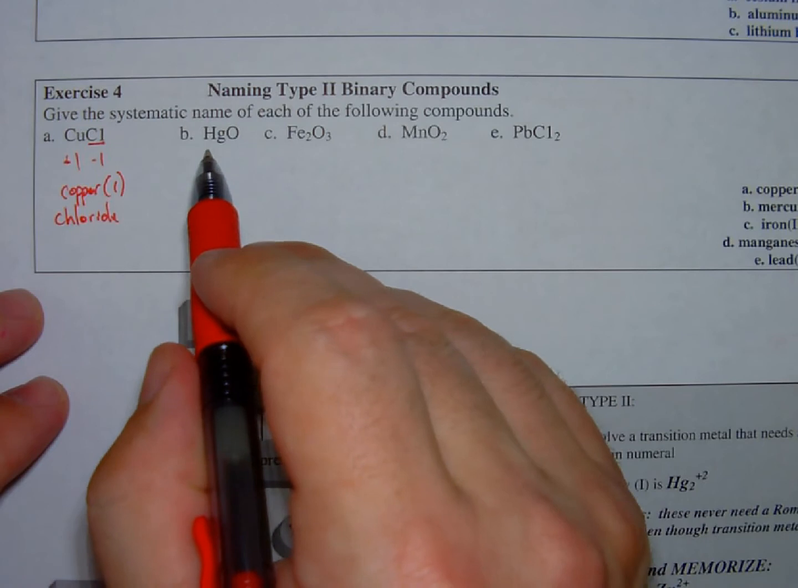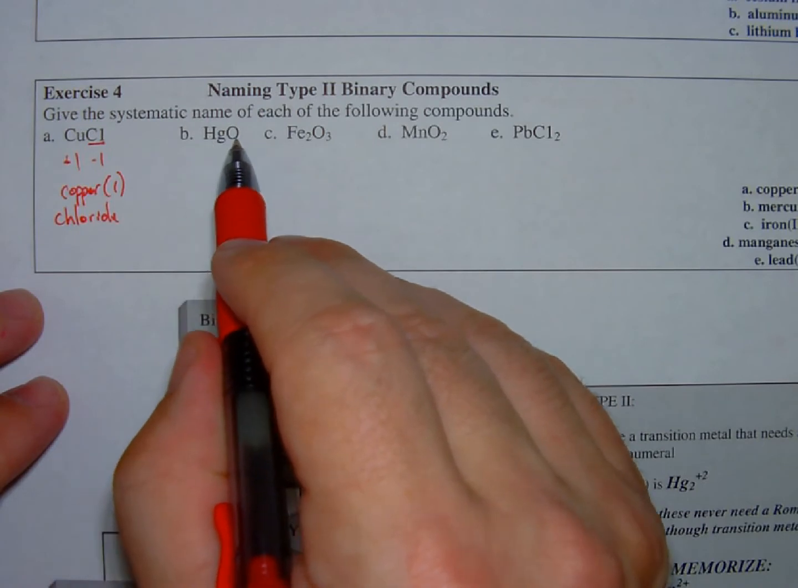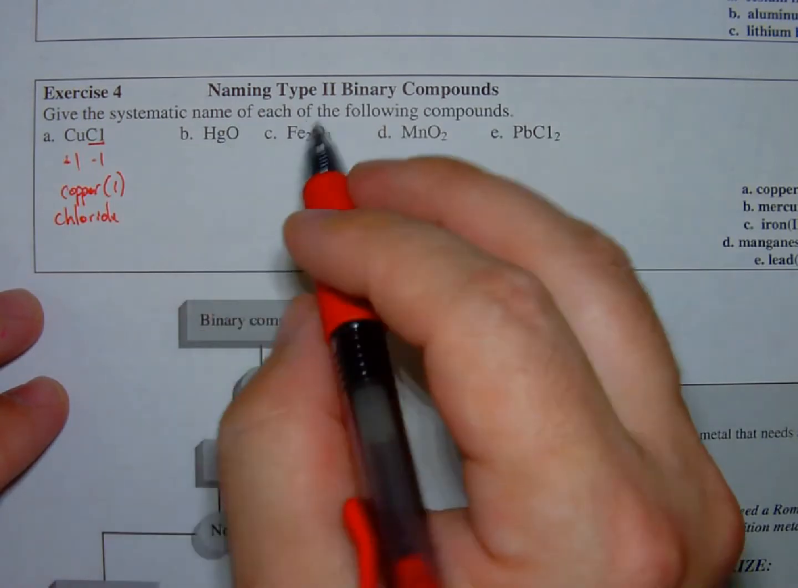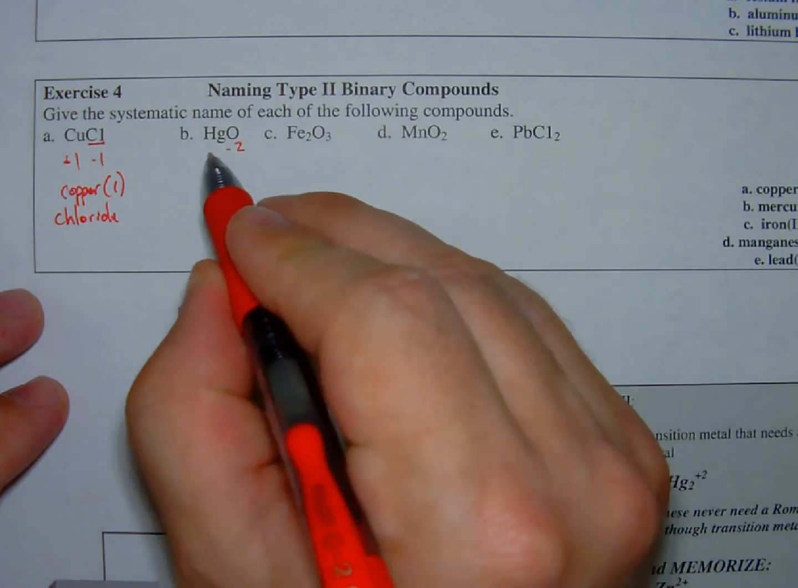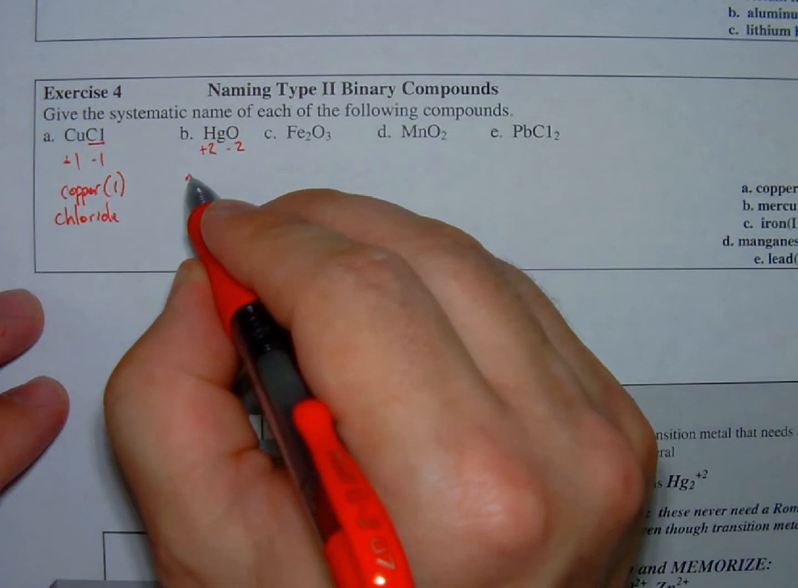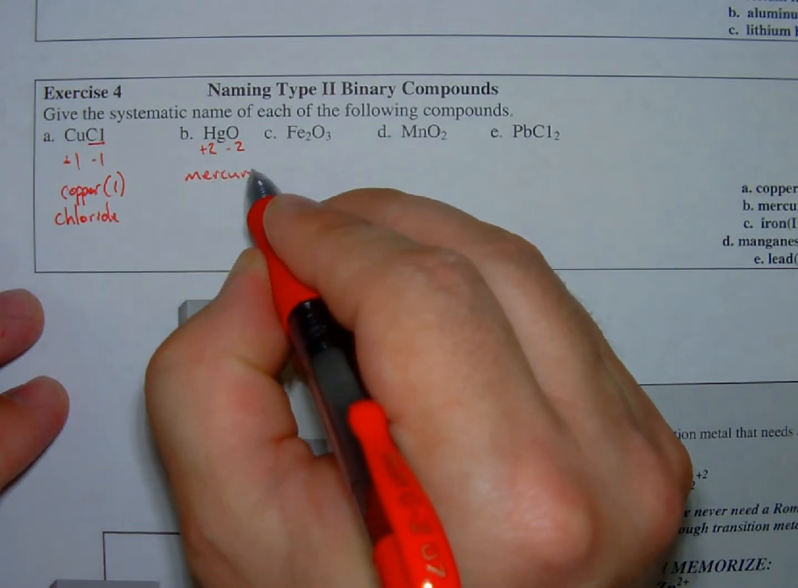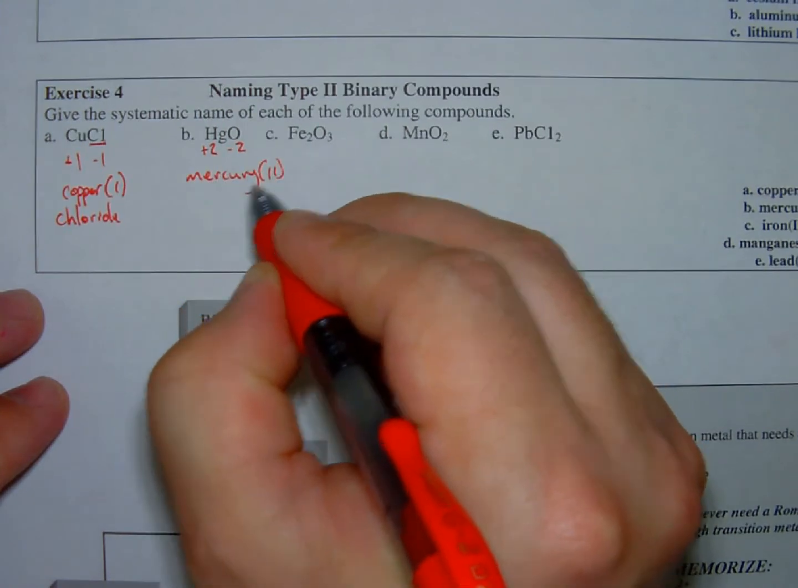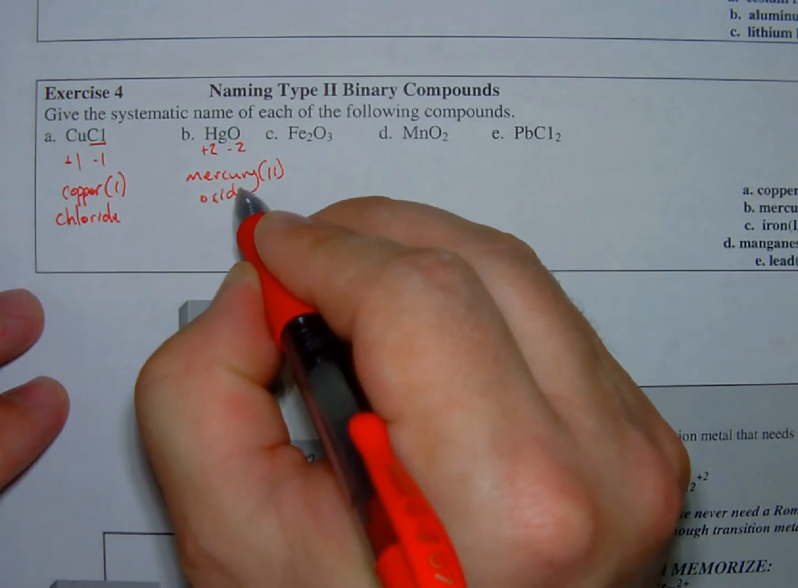So mercury, don't know what charge that is, but I do know that oxygen has a -2. It's got to be balanced out by a +2. There's only one mercury to do that, so that must be mercury, no space, 2, oxide.